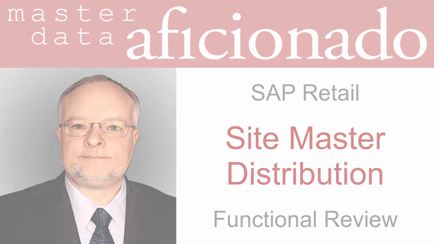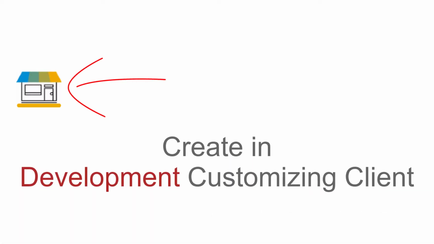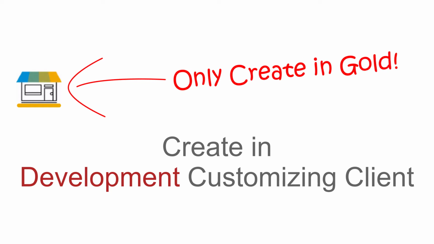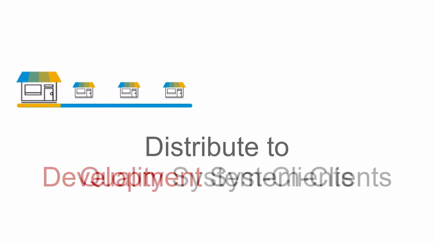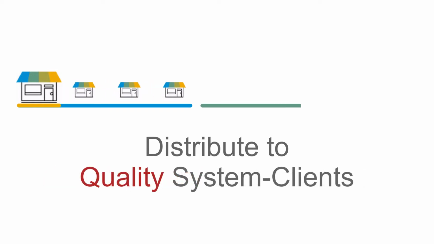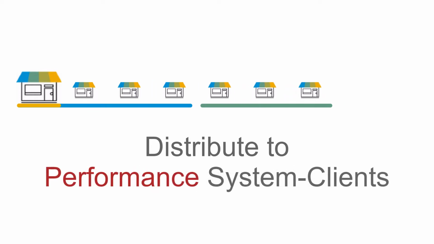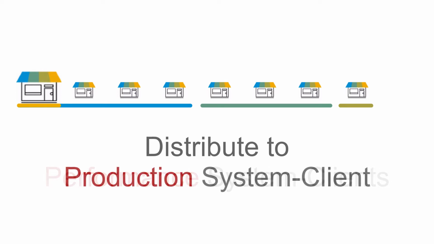The premise is that retail SiteMasters are only created and maintained in your development, customizing golden client, and then distributed from there to all downstream systems and clients that require SiteMasters. You adopt SiteMaster distribution as a master data process because you recognize that retail SiteMasters are customizing. By implementing this architecture, you're treating SiteMasters as customizing.